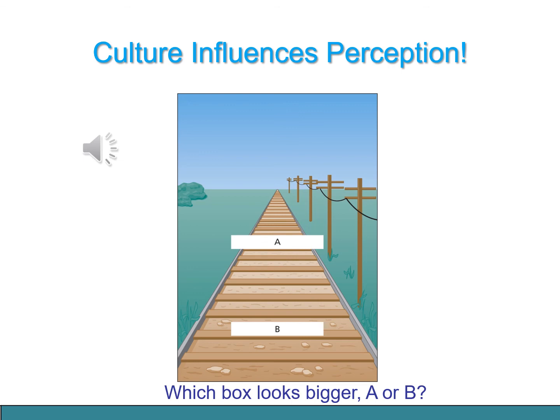But not everybody in the world would say A looks bigger to them than B. This is based on our experience with two-dimensional images, books, pictures, paintings. If you take a person who had never seen a book, a picture, a painting, and ask them if they look the same length or different, they would easily perceive them as looking the same length. So perception is influenced by our culture. Let's take another look at an image that is also influenced by our perception and our culture.